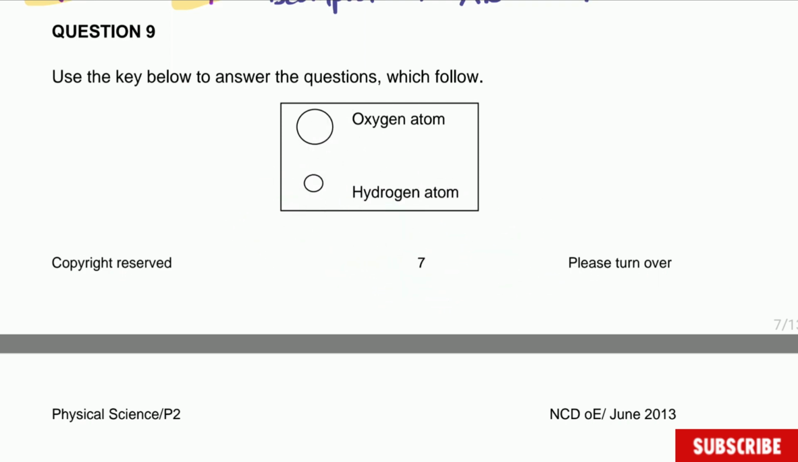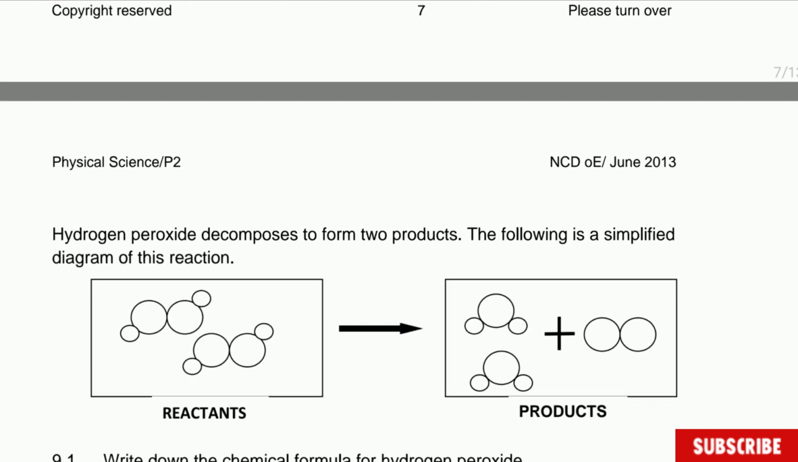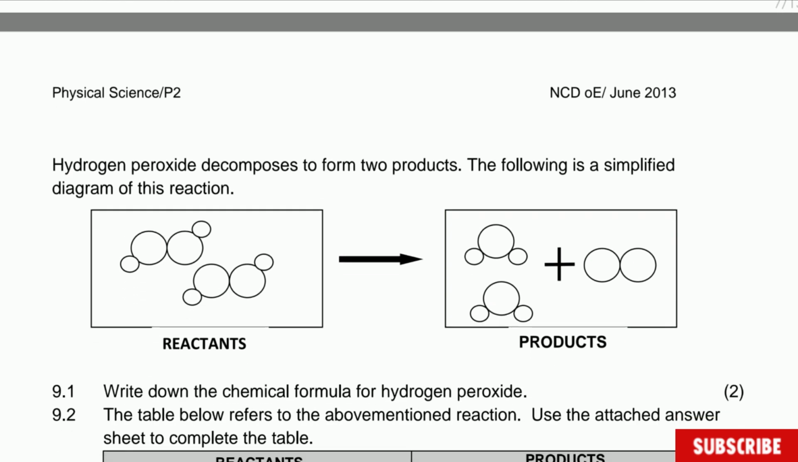It was a set B. This question says use the key below to answer the questions which follow, and the key below is just a block which will have oxygen atoms and hydrogen atoms. Now hydrogen peroxide decomposes to form two products. The following is a simplified diagram for this reaction. Remember, we spoke about decomposition and synthesis in previous videos. So what is going to happen is that this one here is going to break into different types of substances.